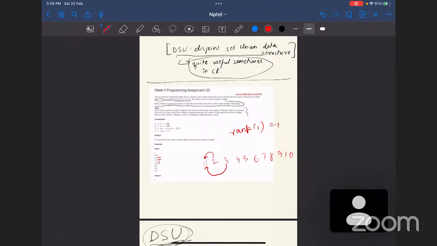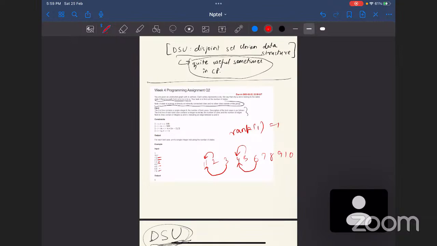Now we have 4 and 5. Parent of 4 is 4, parent of 5 is 5. Both the ranks are equal, so we assign 4 as the parent of 5. Then 4 and 6: the parent of 4 is 4, the parent of 6 is 6. Both are different. Rank of 4 is 1, which is more than rank of 6, so 4 is assigned as the parent of 6. For 5 and 6, the parent of 5 is 4, the parent of 6 is 4. Both parents are the same, so we need not do any union operation because 5 and 6 belong to the same set.